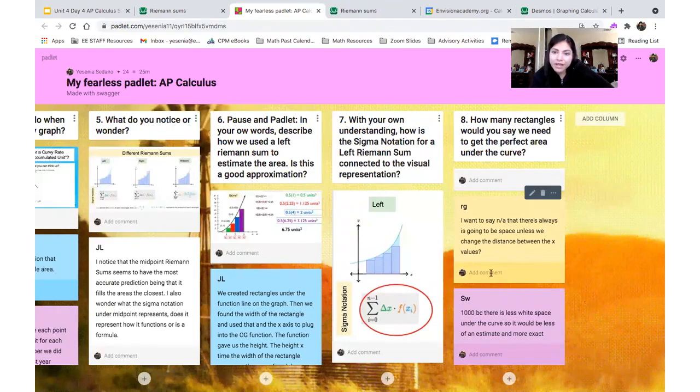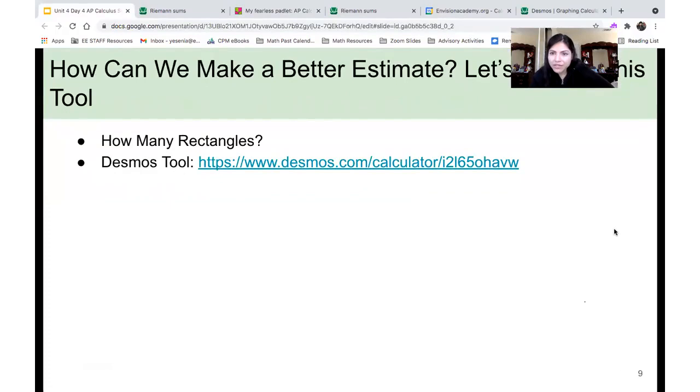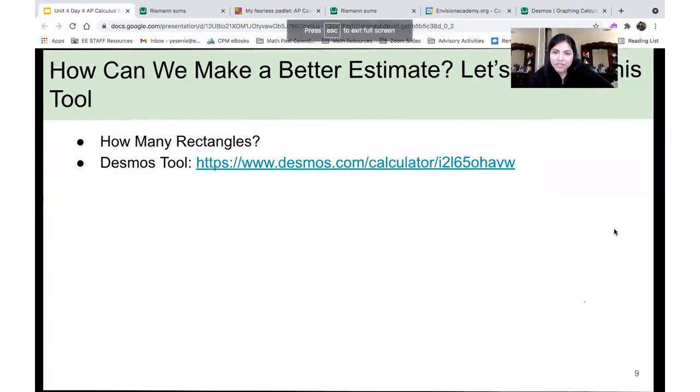So I really highlighted this comment. And then again, there's that comment again, less white space of an estimate. You'll get more correct if you use more rectangles. That actually is highlighting the idea that more rectangles is indeed a better approximation. What does that mean? Let's make some connections.